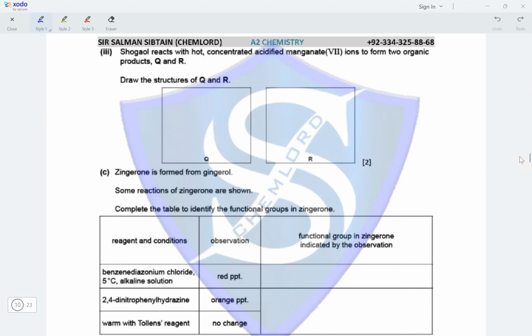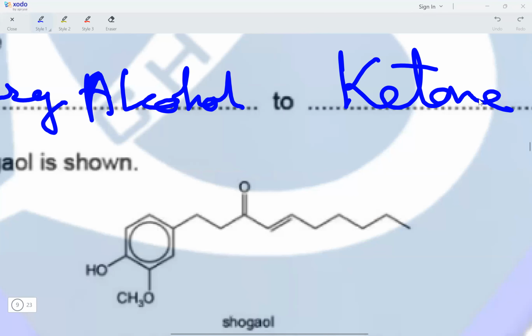Shogol reacts with hot concentrated acidified manganate 7 ions to form two organic products Q and R. Draw the structures of Q and R. In order to draw the structures of Q and R, we would need to see the structure of shogol again. So this is the structure of shogol, in which we've got a benzene ring with an OH and a CH3O group attached to two carbon atoms. And directly opposite to the OH group, we've got a CH2 and a C double bond O group next to a carbon with that double bond. So the bond that will actually be broken would be this bond.